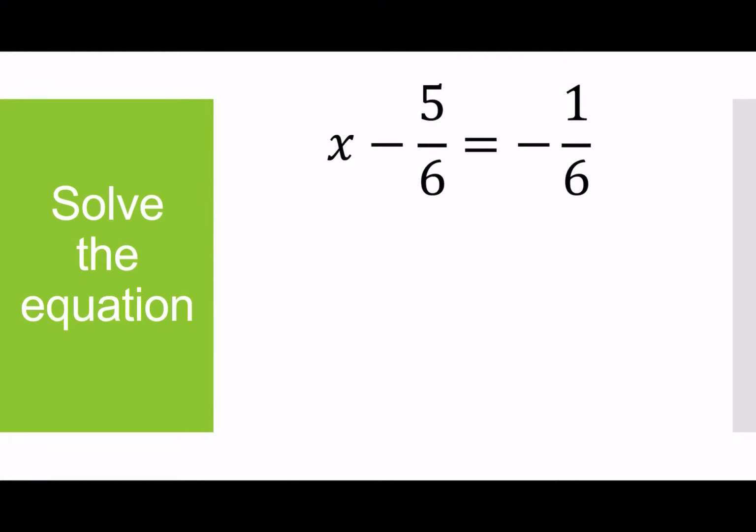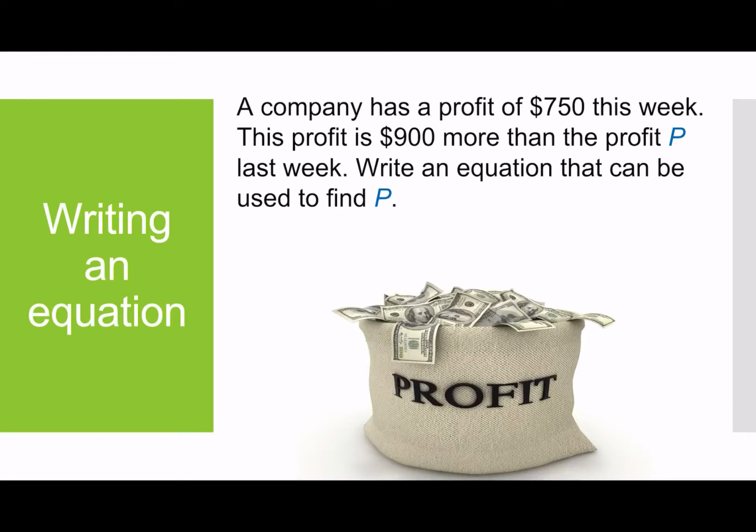Okay, this one, solve this equation. x subtract 5/6 equals -1/6. So again, x needs to get by itself, so I need to do the opposite of negative 5/6 and add 5/6 to that side, which I'm going to add 5/6 to the other side. If I add 5/6 to the other side, it's negative 1/6 plus 5/6, which is 4/6, which reduces down to 2/3.